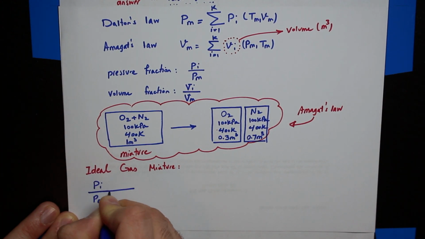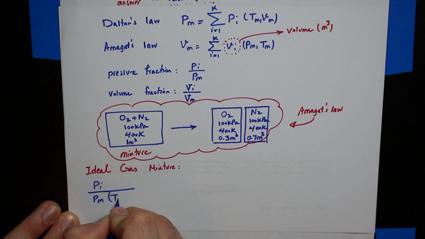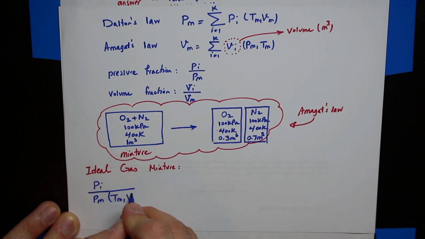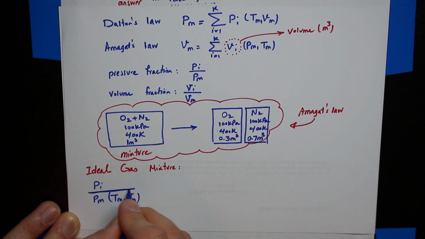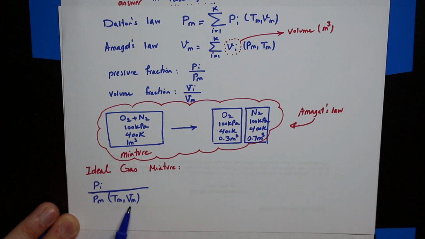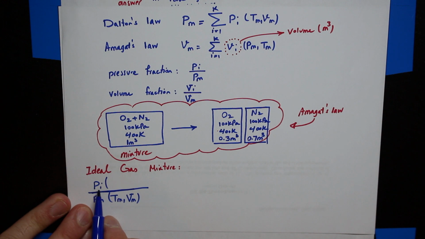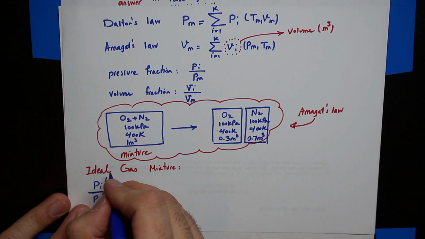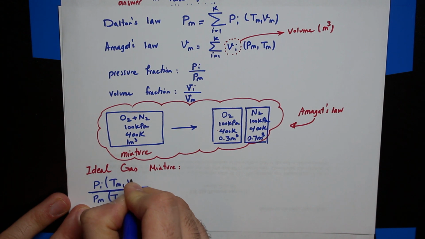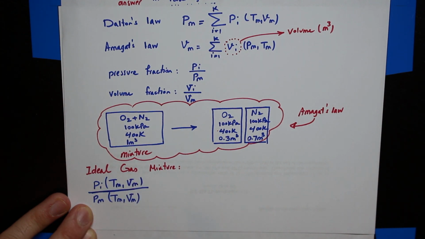So Pm has temperature of Tm, the temperature of the mixture, and volume of the mixture. Basically, the pressure of the mixture is evaluated at the temperature of the mixture and the volume of the mixture. Also, I'm going to assume that the pressure of component i is evaluated at the same temperature and volume, which is the temperature of the mixture and the volume of the mixture.